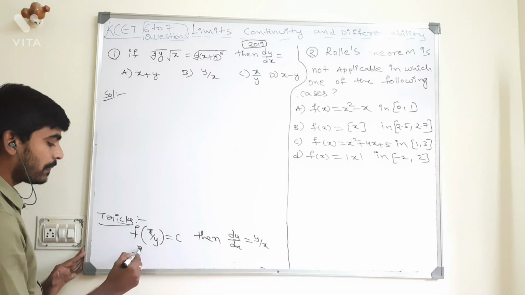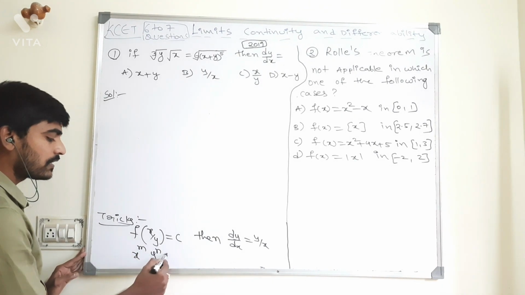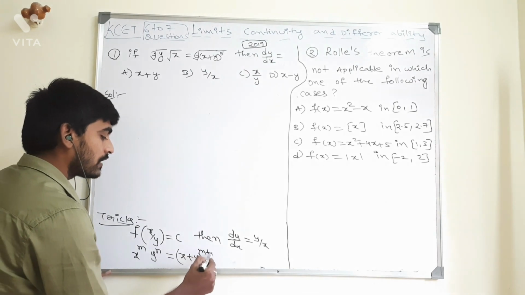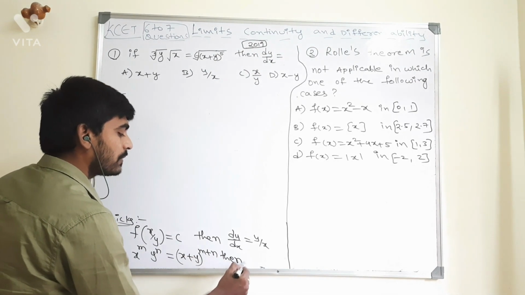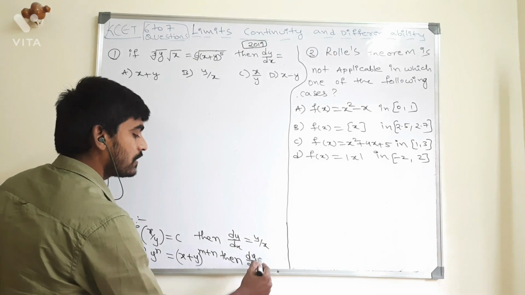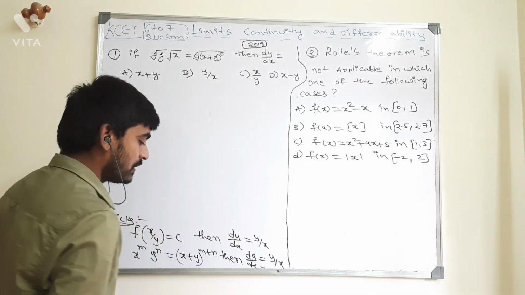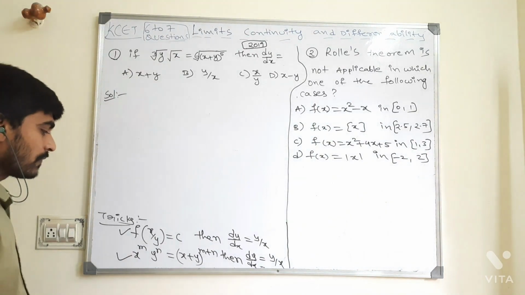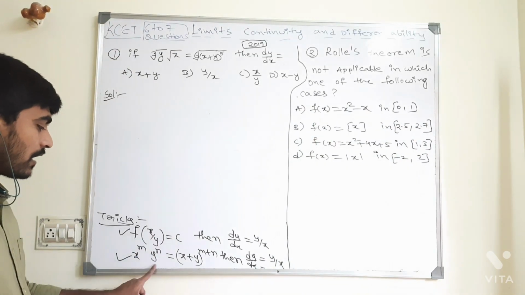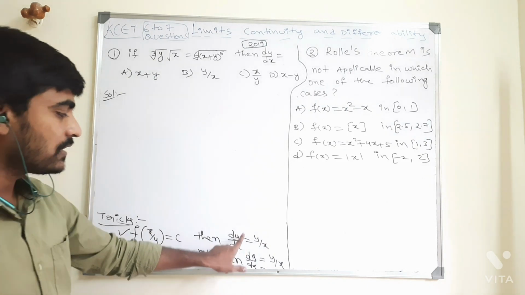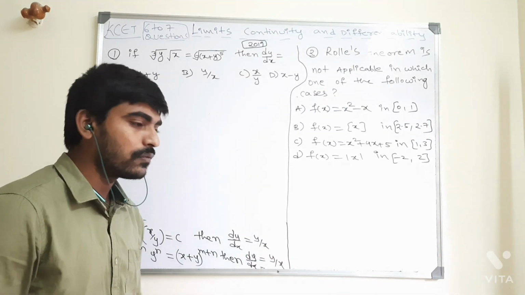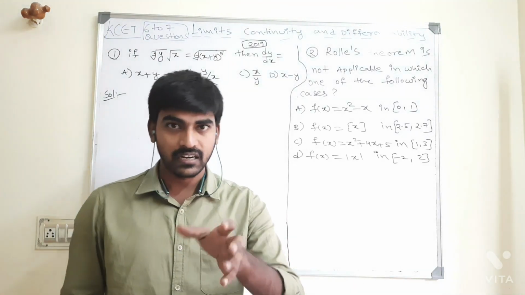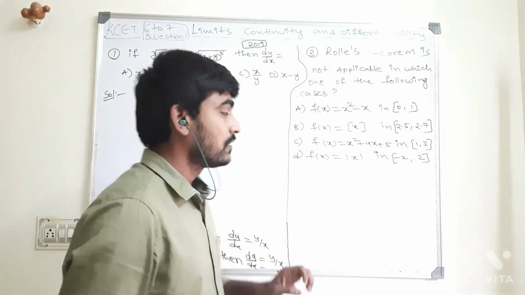Otherwise, if the question is in the pattern x power m, y power n is equal to x plus y whole power m plus n, then what is dy by dx? dy by dx is y by x. Please observe the given question and try to make this pattern or this form. If the question is in this form, then we can say dy by dx is always y by x. Let me check now whether we are able to bring it or not. It is so easy.